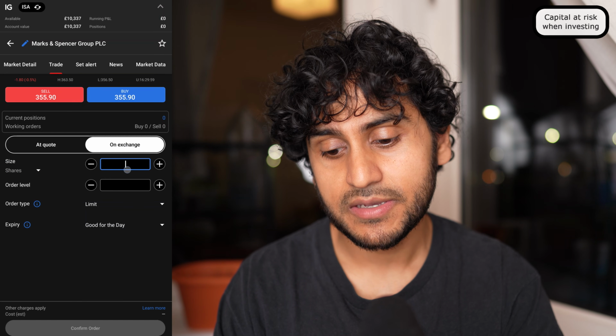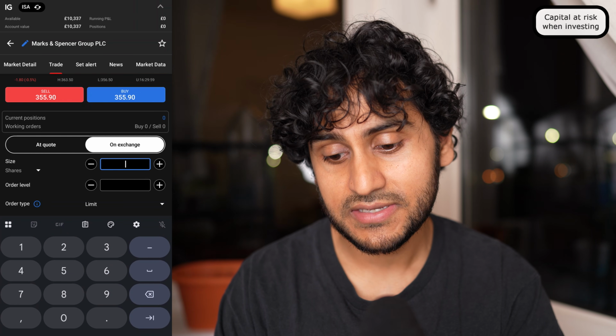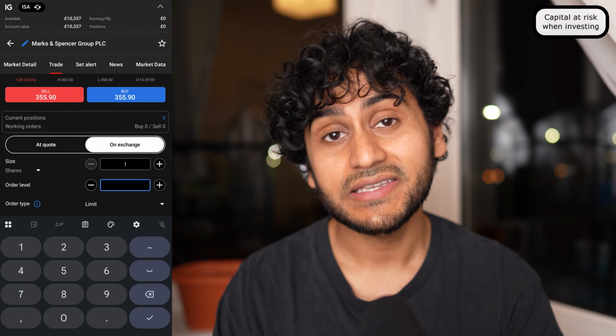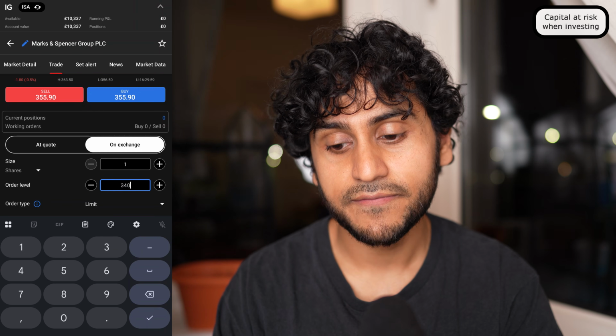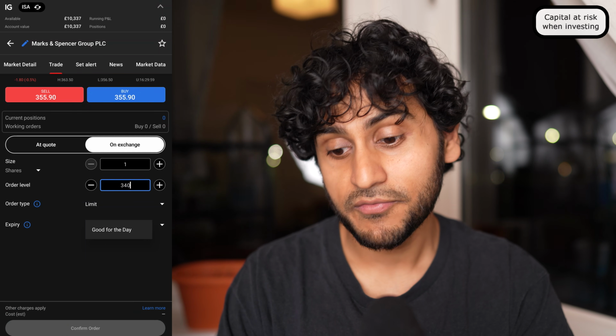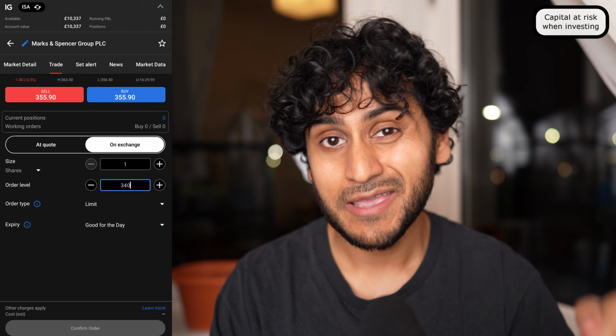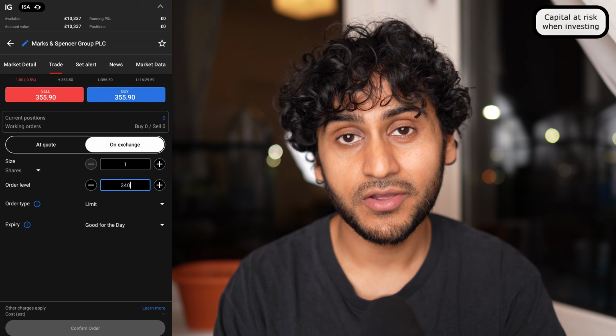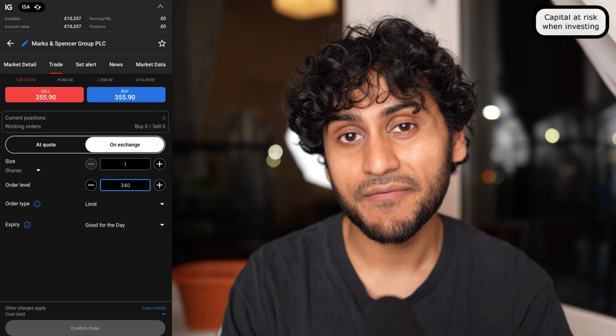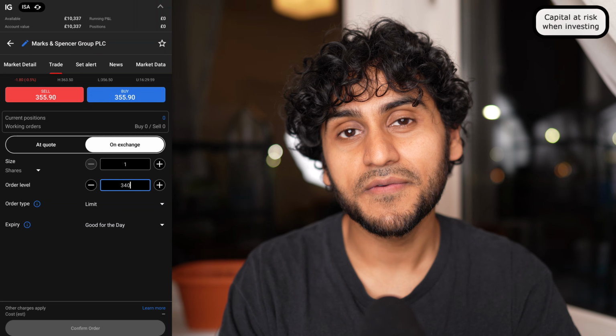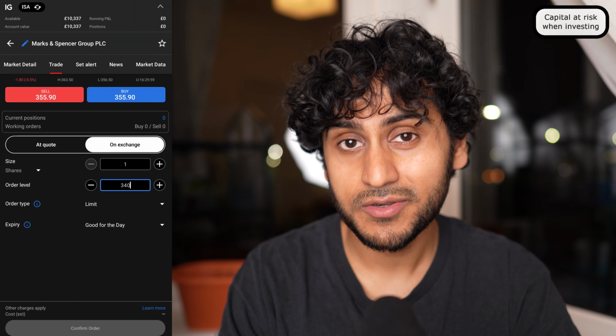You can go at quote, which is essentially a market order. Now this only, of course, works when the markets are open. You can do an on exchange order, for example. Let's say this is Marks and Spencer's and I want to buy one share at a price of 340 pence. So if the markets were open right now, I can make this open-ended, so it will actually last forever. It will try to find me a price of 340 pence. Of course, there are no guarantees that price would ever be met, but it's not too far from the current price, so chances are it could be eventually.